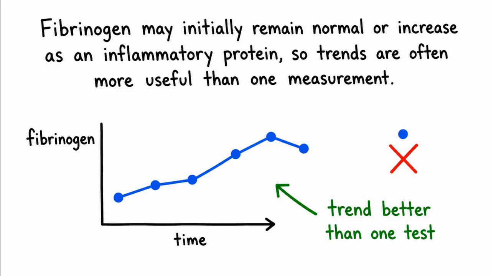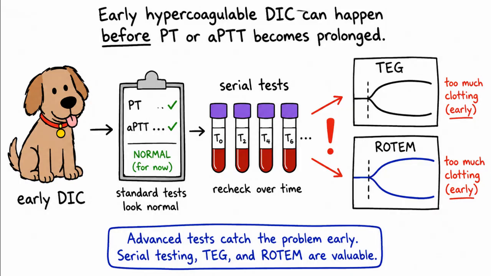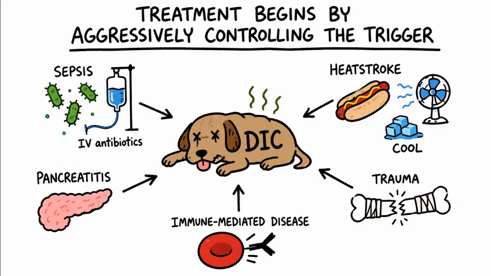than one measurement. Early hypercoagulable DIC may also occur before PT or APTT becomes prolonged, making serial testing, thromboelastography, or rotational thromboelastometry valuable. Treatment begins by aggressively controlling the trigger, such as administering appropriate intravenous antimicrobials and obtaining source control for sepsis, cooling a heat stroke patient, or treating pancreatitis, trauma, or immune-mediated disease.